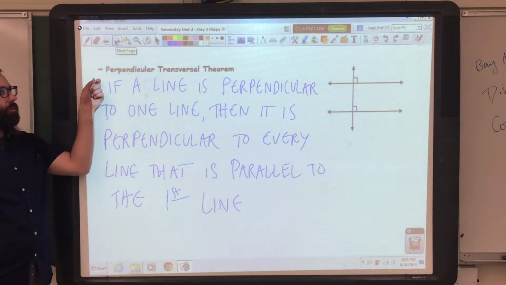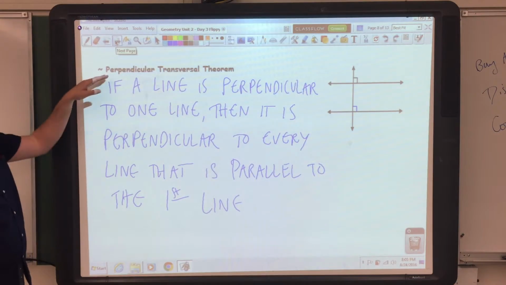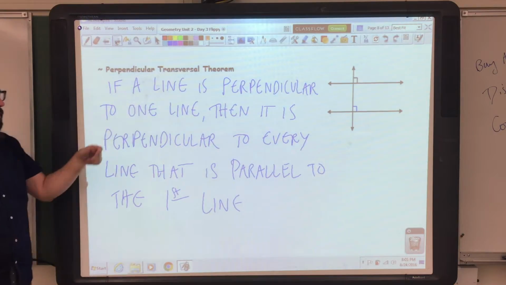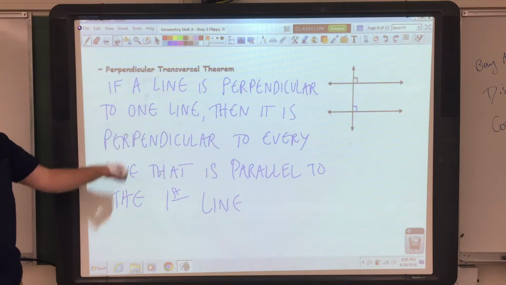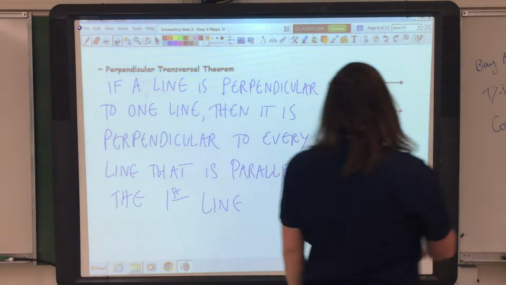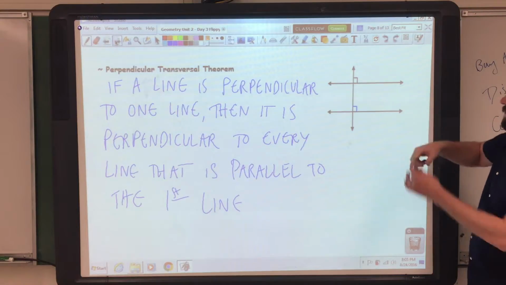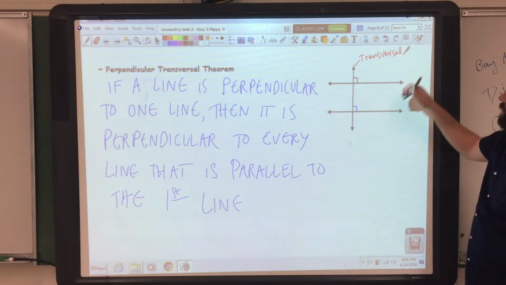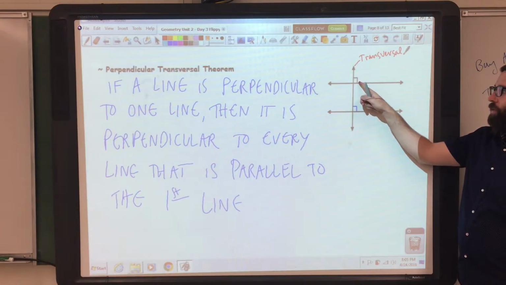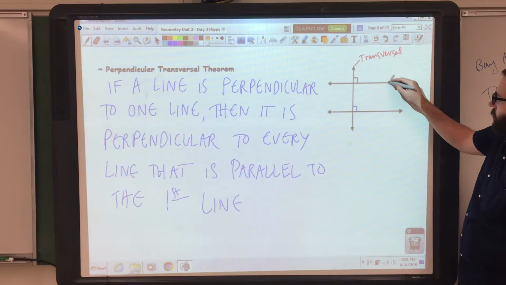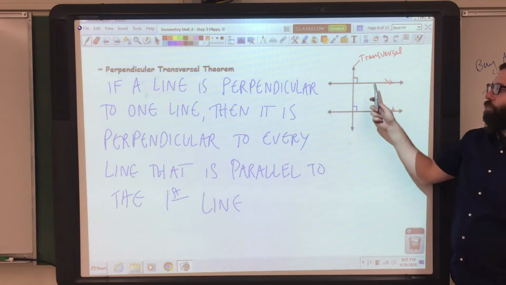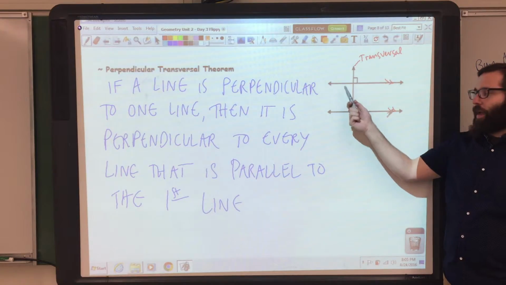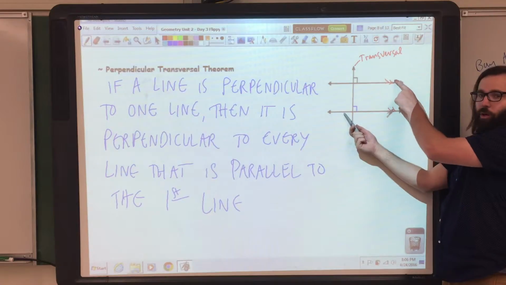Okay. This is our first little theorem. Okay, so the perpendicular transversal theorem. If a line is perpendicular to one line, okay, if it's perpendicular to this line right here, so here's our transversal, if that's perpendicular to this line, these two are parallel, if it's perpendicular to this line, then it's going to be perpendicular to every line that is parallel to our first one.